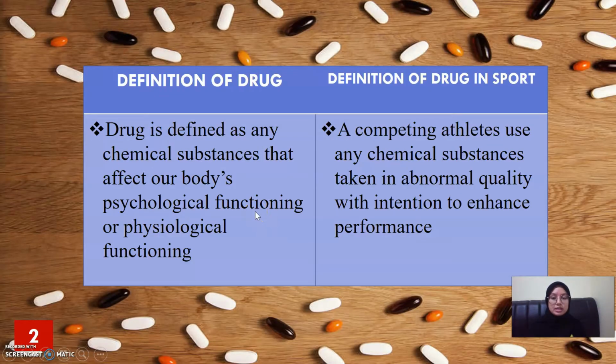Okay, first, introduction. Definition of drug. Drug is defined as any chemical substance that affects our body's psychological functioning or physiological functioning. Definition of drug in sport: a competing athlete uses any chemical substance in abnormal quantity with the intention to enhance performance.